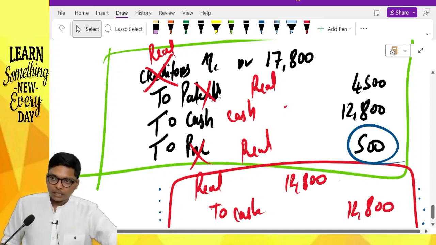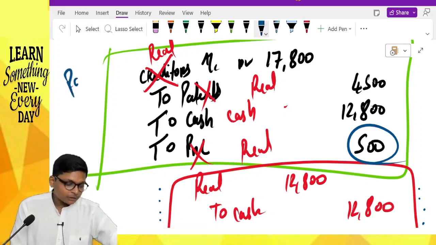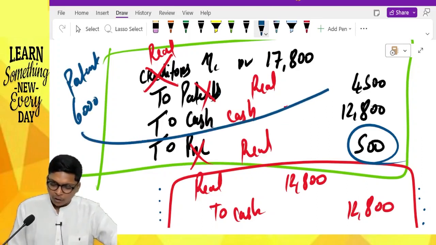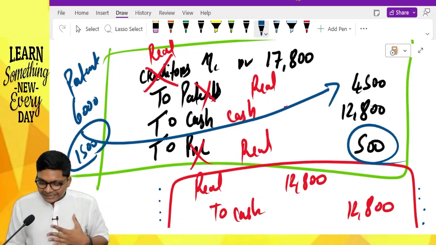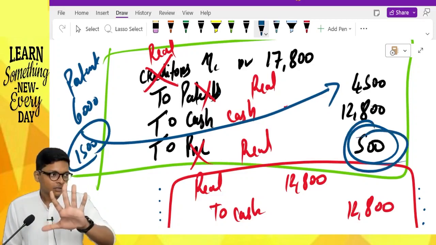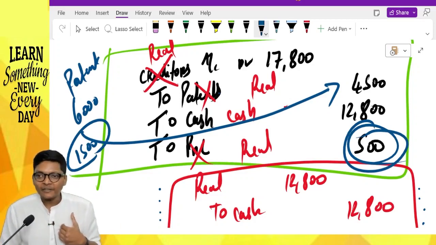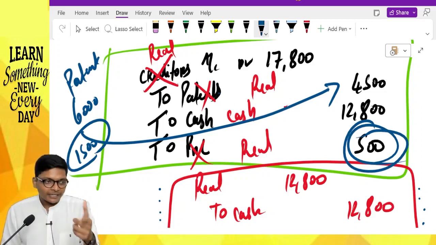But patents, look at this. Patents worth 6,000 is taken over for 4,500. So how much is my loss? 1,500. Correct? See, in this transaction, two things are happening. Creditors are giving me a gain of 500. Patents are giving me a loss of 1,500. So net loss.